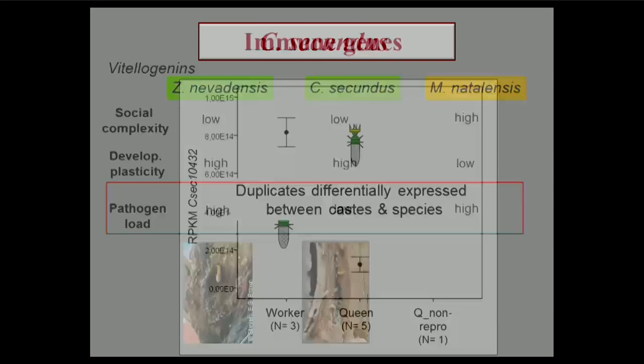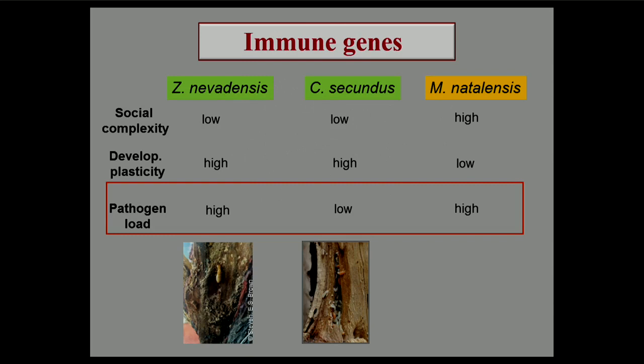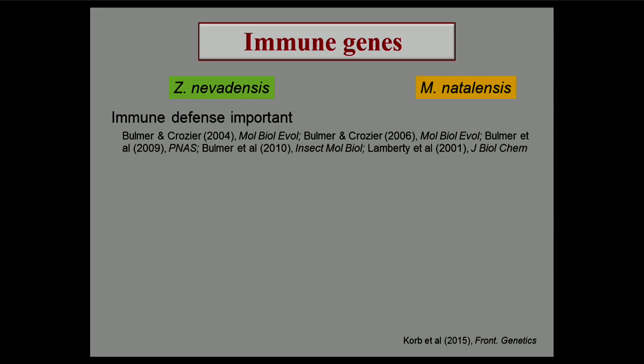So in the last part, I want to come to another group of genes besides our NeoFEM genes, and these are the immune genes. I said that Cryptothermes secundus and Zootermopsis nevadensis are very similar when it comes to sociality and developmental plasticity, but they differ in pathogen load. The pathogen load in Cryptothermes secundus is very low, and this is unusual for termites. So we would predict that in Cryptothermes secundus, immune defense is less important than in the other two species. In general, immune defense is very important in termites because of the high pathogen load.